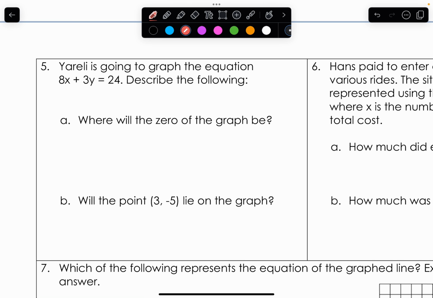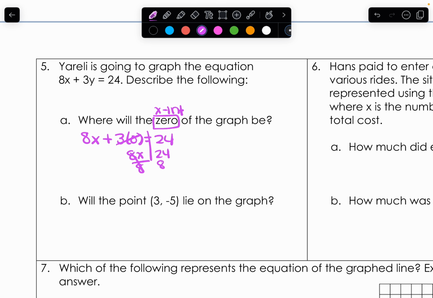Okay. Number 5, this isn't a word problem. This is how you would most likely see it on the STAR test. Part A says, where will the 0 of the graph be? Well, they're asking for the 0, so they're asking for the x-intercept. That means you're going to plug in a 0 where the y is. So x plus 3 times 0 equals 24. 3 times 0 is 0. Divided by 8, you get x equals 3. (3, 0) if they ask you for a full ordered pair.